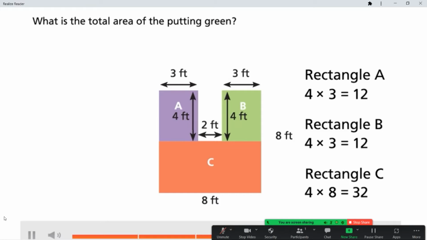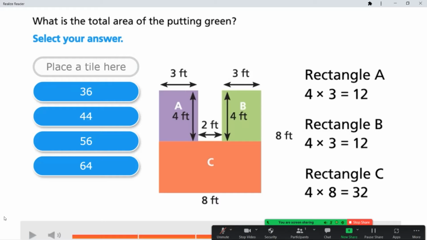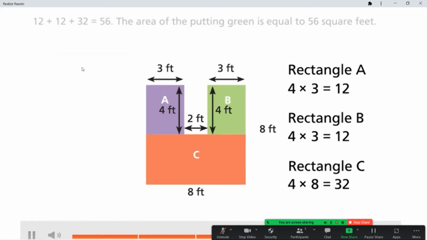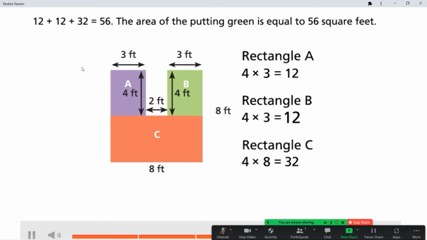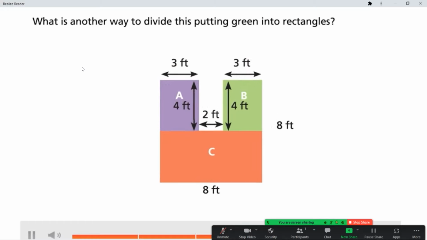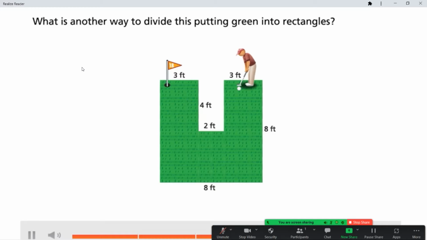What is the total area of the putting green? Select your answer. Twelve plus 12 plus 32 is equal to 56. The area of the putting green is equal to 56 square feet. What is another way to divide this putting green into rectangles?